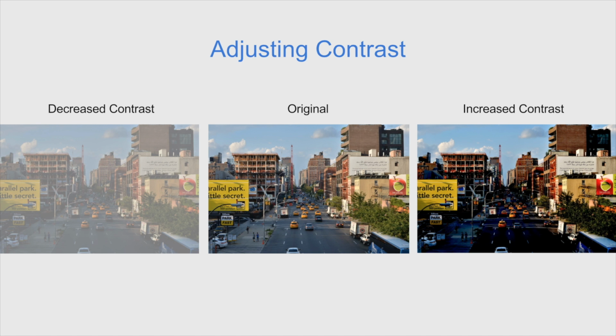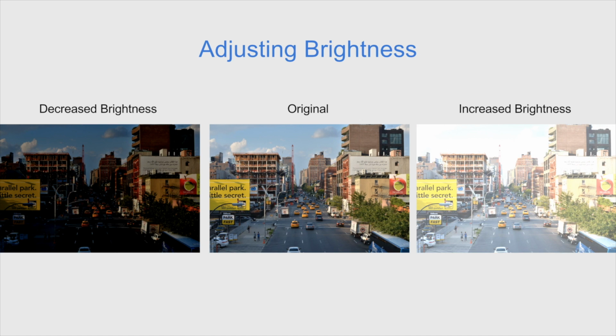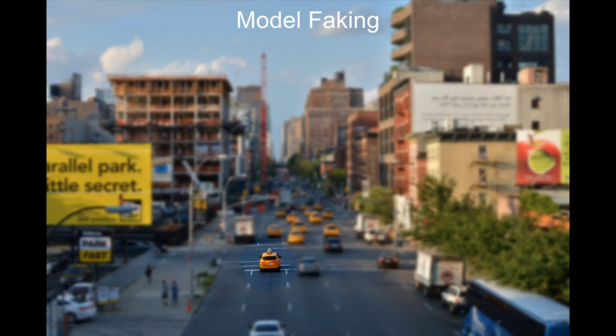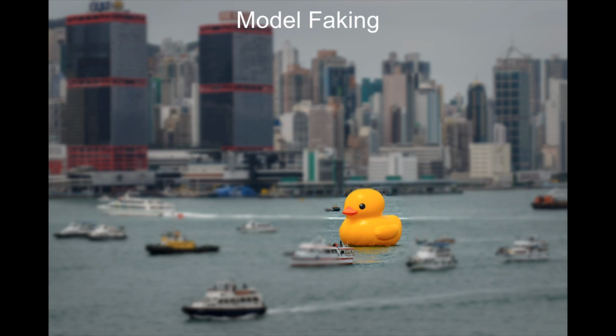After building tilt shift, we also implemented contrast, saturation, warmth, and brightness. Finally, we combine these effects, as you can see in the image here. Similarly, we can focus this image around the giant rubber duck, causing it to appear to pop.